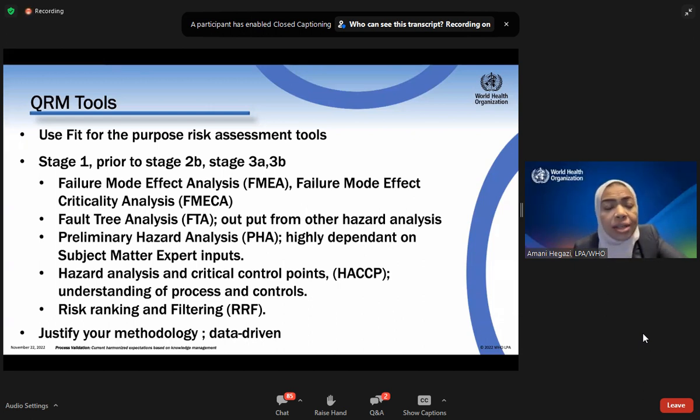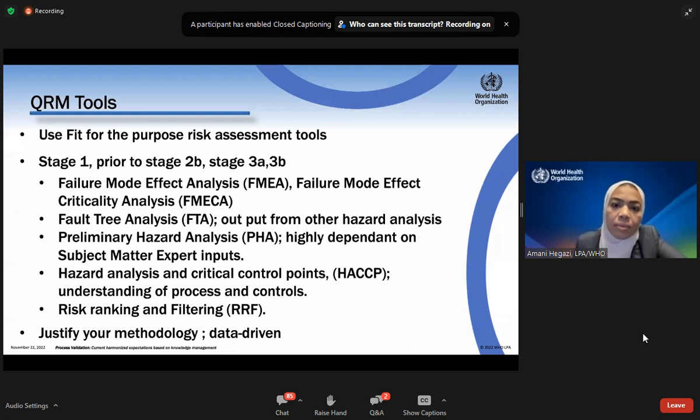And these quality risk management tools are used in various stages of the process validation. It could be used in stage 1, it could be used in stage 2B or 3A or 3B. One of the most commonly used is failure mode effect analysis, FMEA, and the failure mode effect criticality analysis, FMECA.